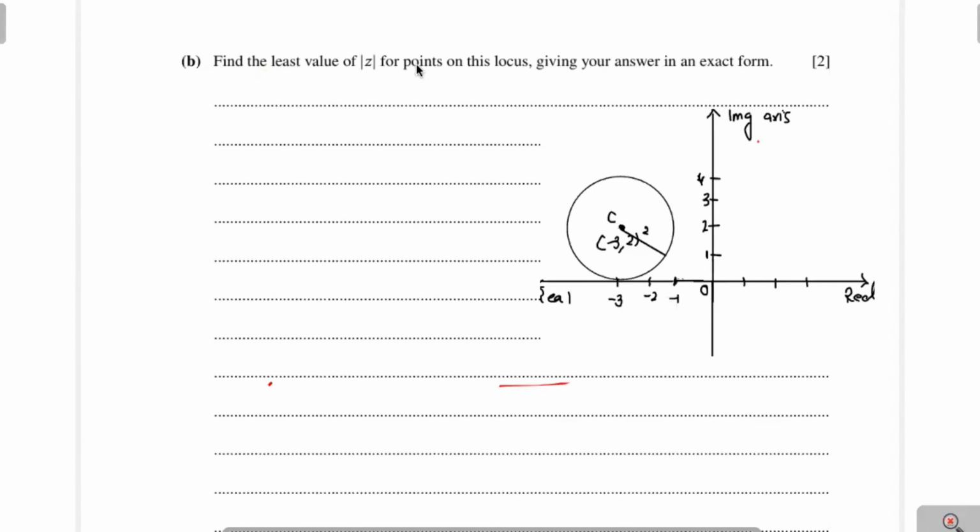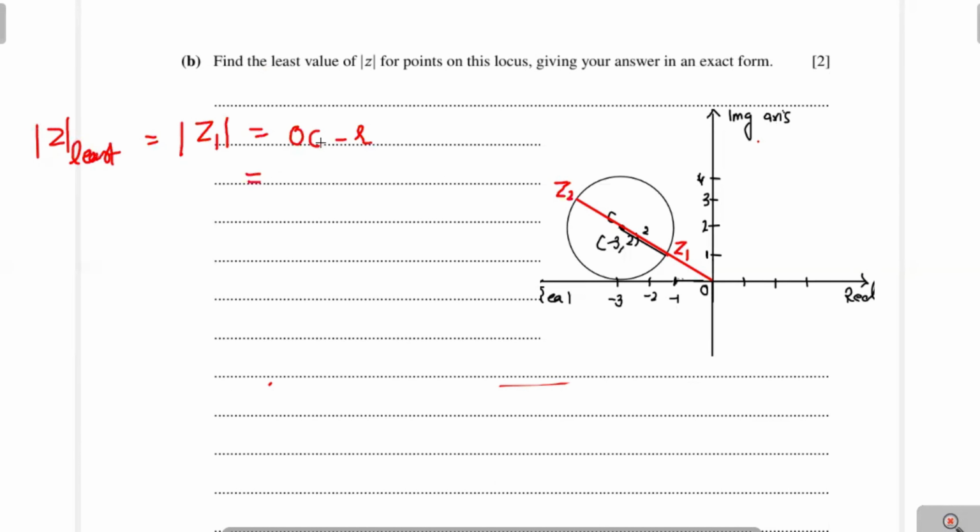Part B, find the least value of |z| for the point on this locus, giving your answer in exact form. To find the least value of |z|, we will draw a line from the origin, passing through the center, and it cuts the circle at 2 points. We name this point z1 and this point z2, and this point z1 is the minimum value of the locus. Now we write it as |z1| will be equal to OC minus r. This is the least value of |z|, you can write it as |z| least value.